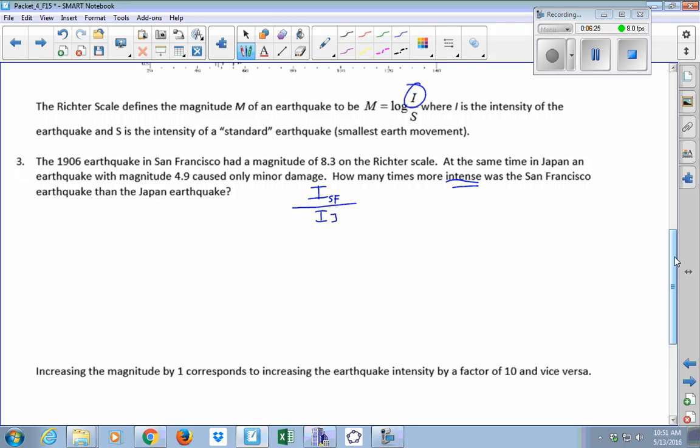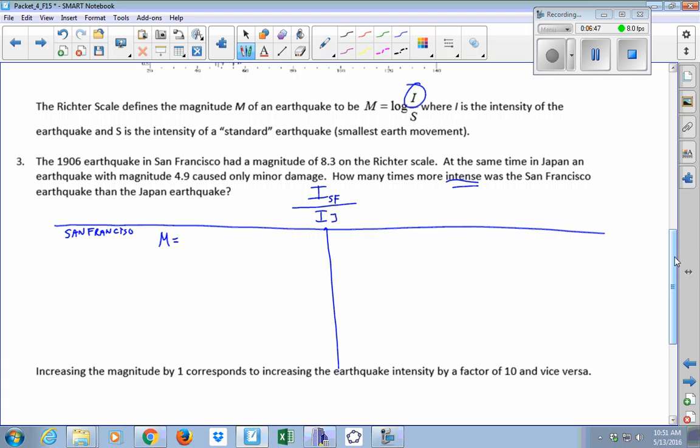So in order to solve for I, we're going to have to get rid of that log somewhere along the way. So let's take each city, well, the city of San Francisco and the country of Japan, one at a time. So the San Francisco earthquake: the magnitude is equal to the log of the intensity of the earthquake divided by this standard earthquake, which again is just a constant.